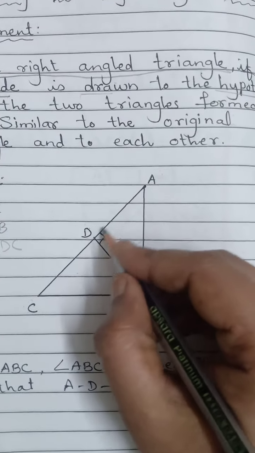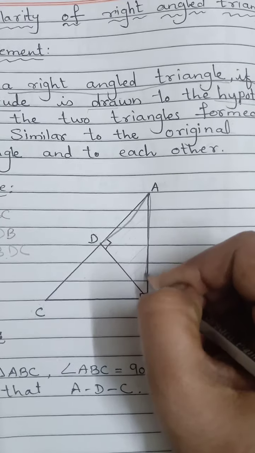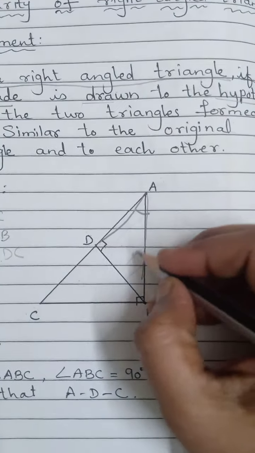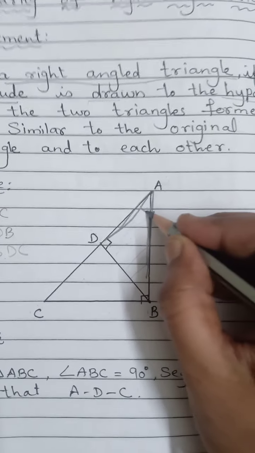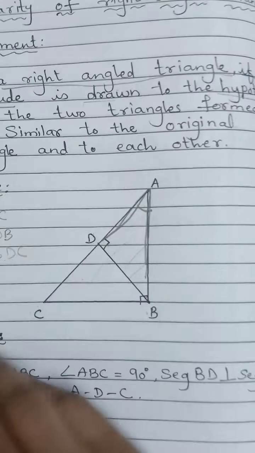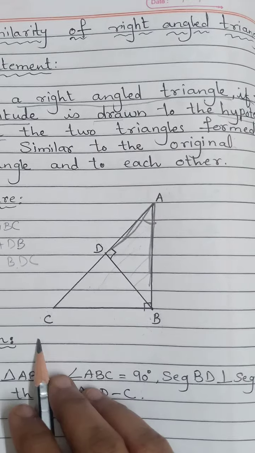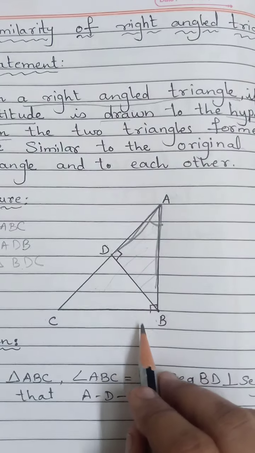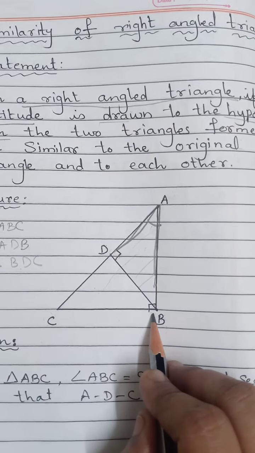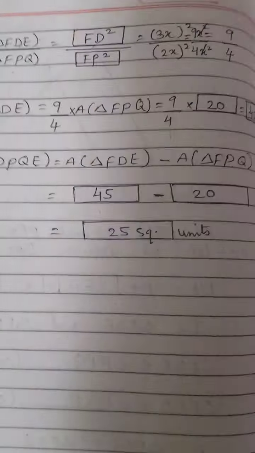And this angle A, if you take triangle ABC, this is our angle A. And if you take triangle ADB, again this angle A is common in both the triangles. So we can say this angle A is common in both triangle ABC and triangle ADB. So we have got one angle common and one angle of 90 degrees. In this way we can write the two angles are congruent, then these two triangles will be similar by AA test.